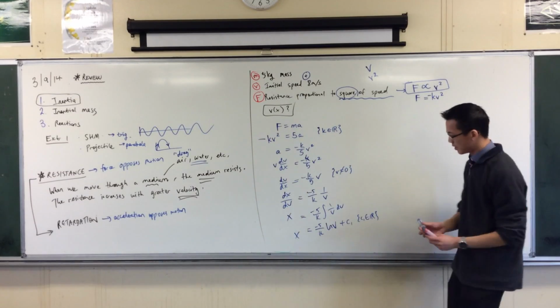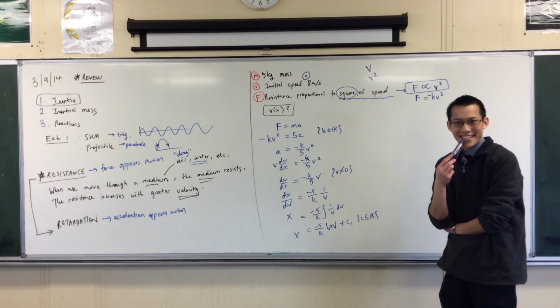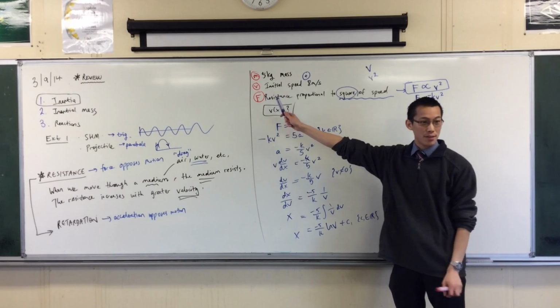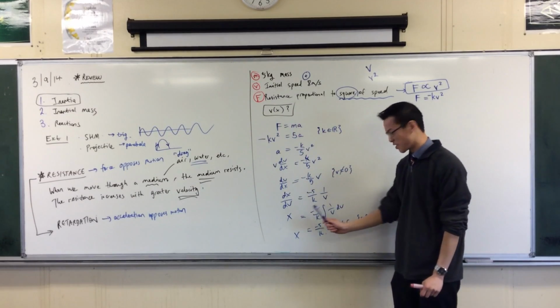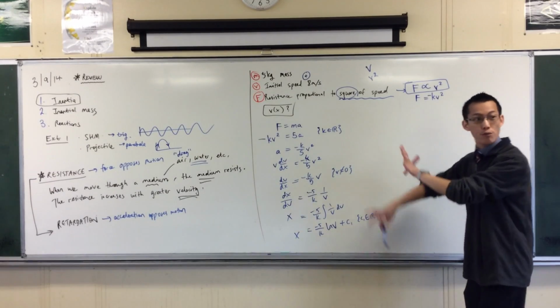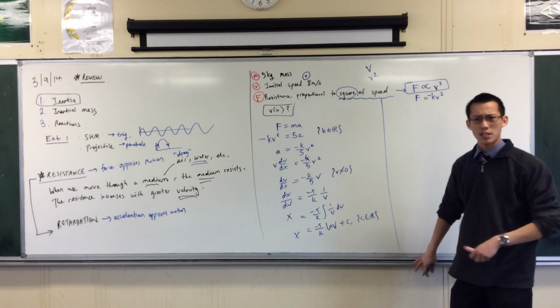Now, this is not really what I want, is it? I'm after an equation for v in terms of x, and I've got an equation for x in terms of v, but that's okay. All I need to do is rearrange this and get the inverse and I'll be fine. What do I do at this point?